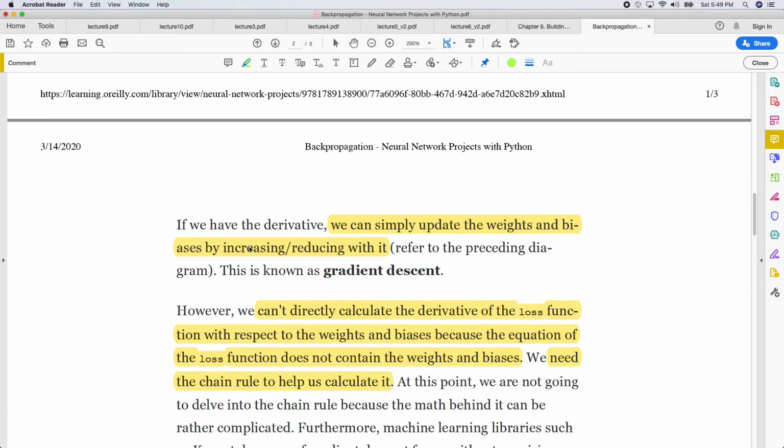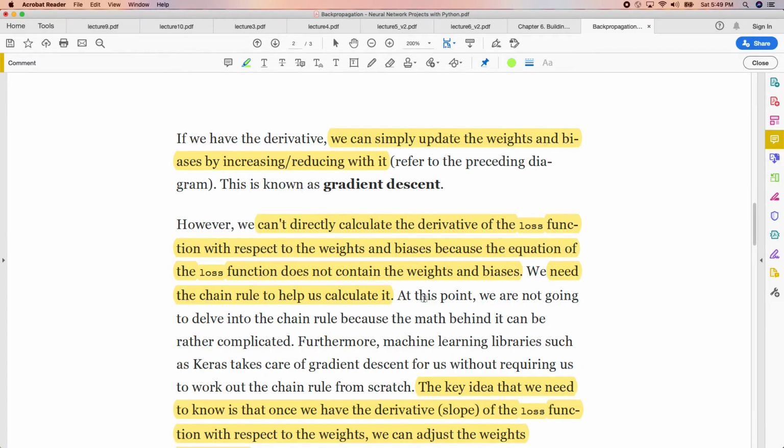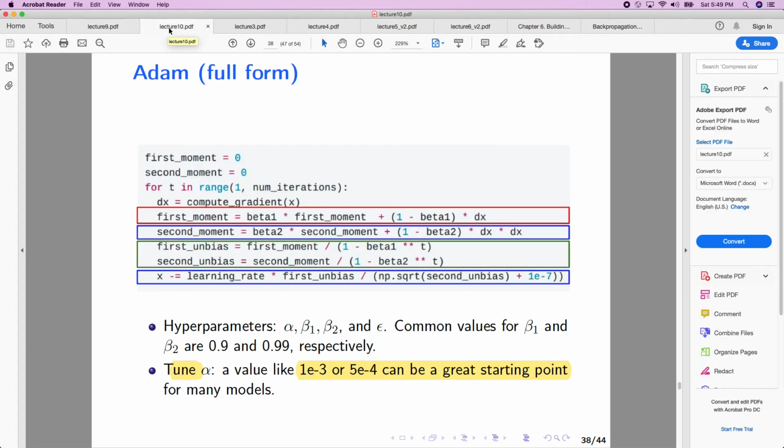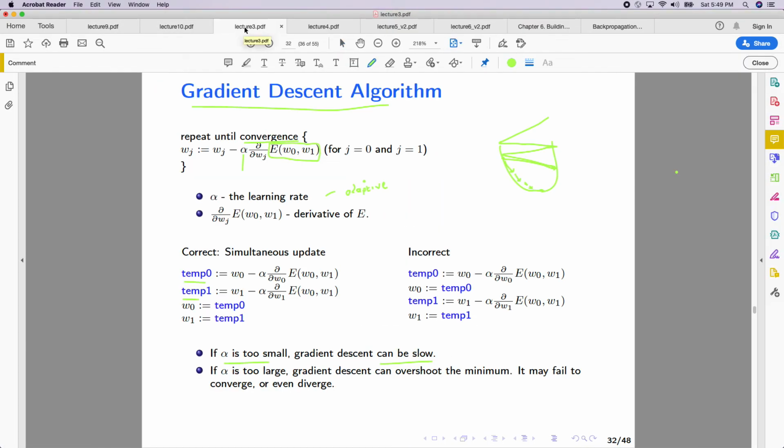So we can simply update the weights and the biases by either increasing or reducing them once we have the derivative. But we can't directly calculate the derivative of the loss function with respect to the weight, because in our loss function, as you can see in this place, our loss function might not actually contain the weight.